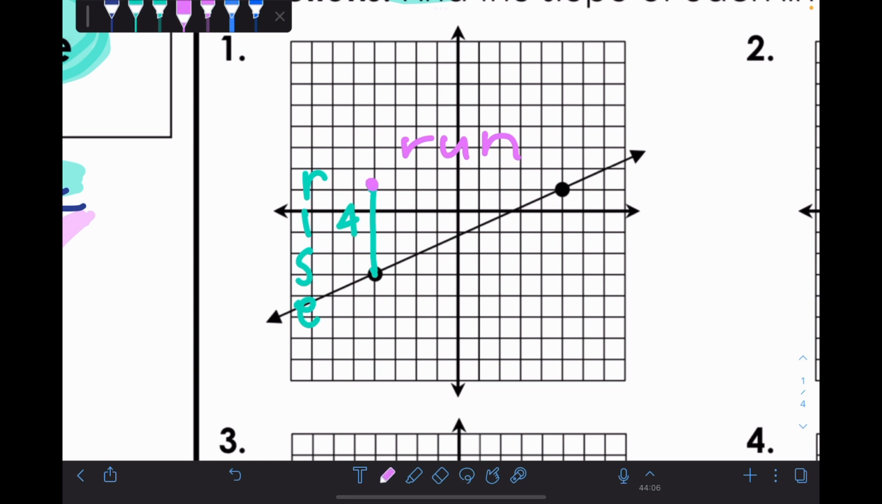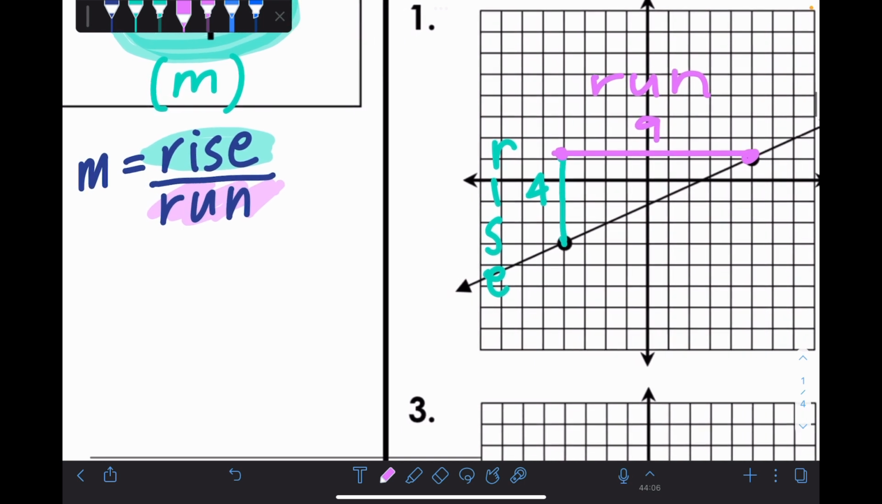From here to here, how many across did we go? That's 1, 2, 3, 4, 5, 6, 7, 8, 9. So we know that the number across here is 9. That looks like an A, doesn't it? Move this out of the way, and we'll write 9 here. Alrighty. Look at that, nice and easy.